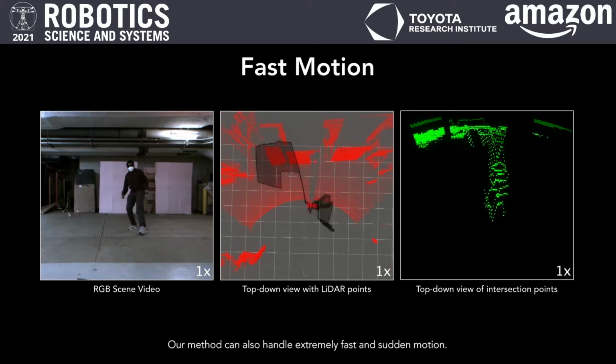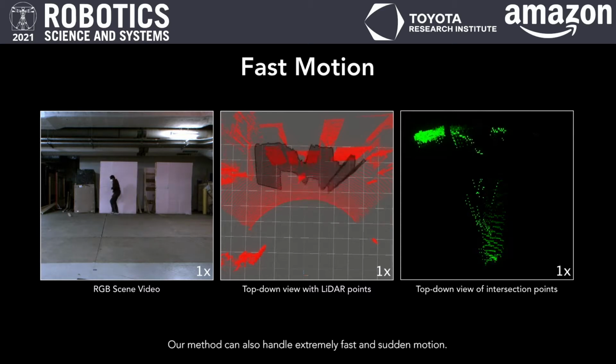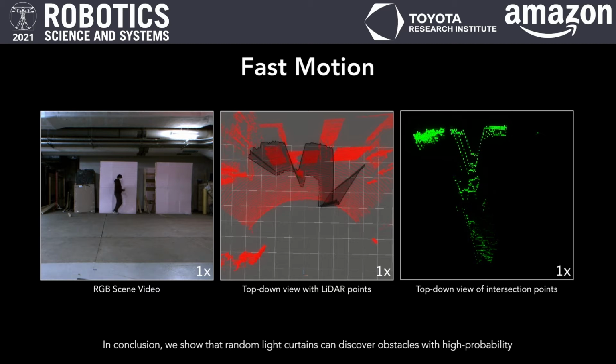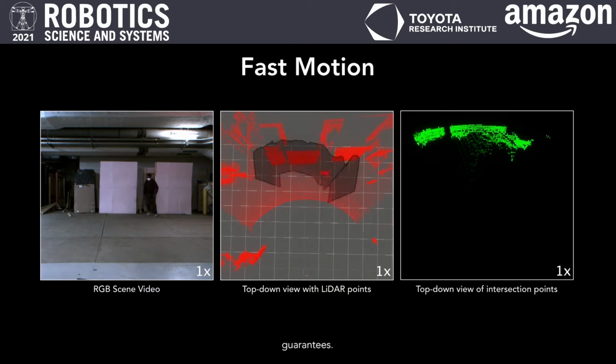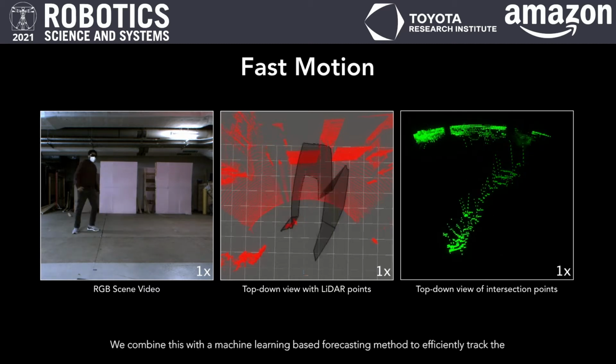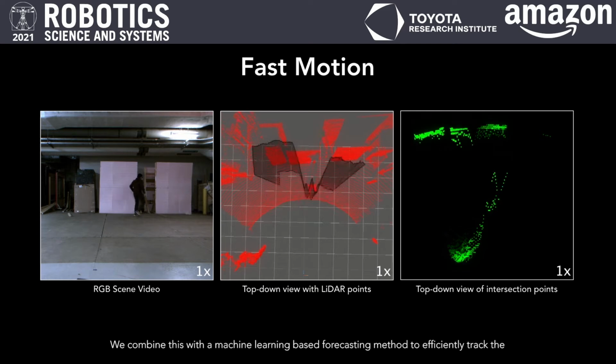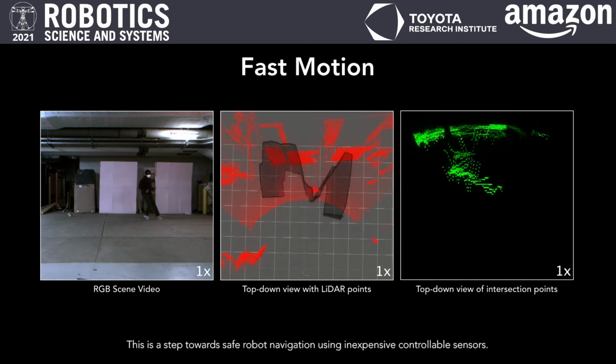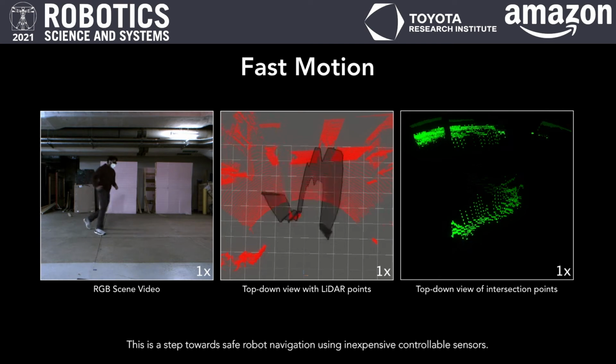Our method can also handle extremely fast and sudden motion. In conclusion, we show that random light curtains can discover obstacles with high probability guarantees. We combine this with a machine learning-based forecasting method to efficiently track the safety envelope. This is a step towards safe robot navigation using inexpensive, controllable sensors.